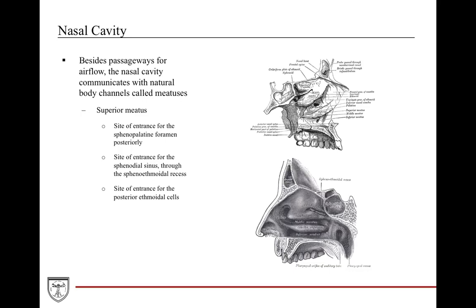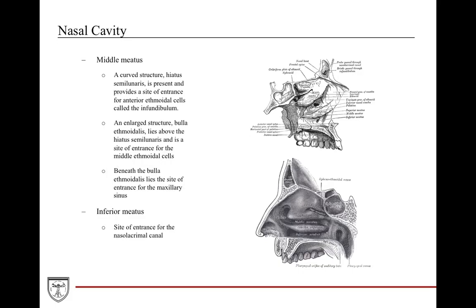This is a site of entrance for the sphenopalatine foramen posteriorly. It's a site of entrance into the sphenoidal sinus through the sphenoethmoidal recess, and it's above that superior turbinate. You also have the middle meatus, and this is a curved structure. It has the hiatus semilunaris, as you can see over here to the right. If you were to lift it up right about here, that is where you would have the middle meatus, and it's a site of entrance to the anterior ethmoidal cells called the infundibulum as well, along this depressed structure here. Again, that's the hiatus semilunaris.